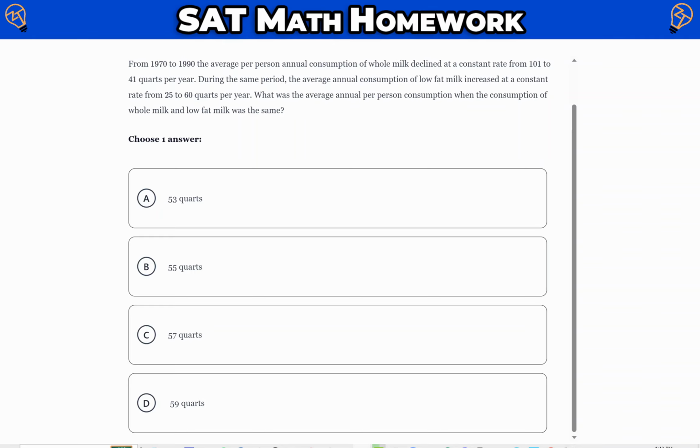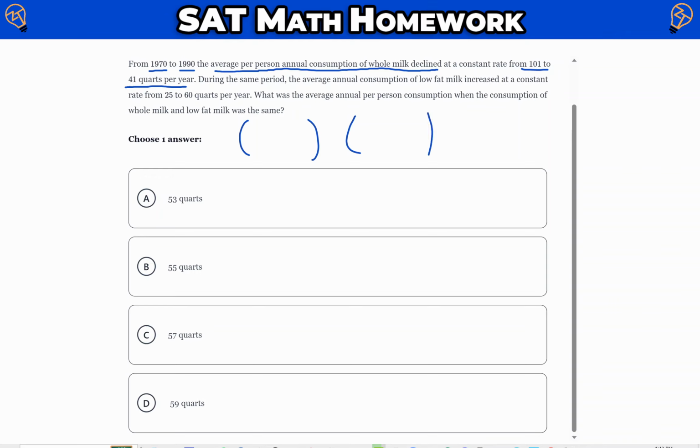This question has really good information for better understanding slope-intercept form. So we're talking about from 1970 to 1990, the average per person annual consumption declined at a constant rate, and it went from 101 to 41 quarts per year. Now, whenever you see information like this, you could think of it as 4 pieces of information, we want to turn those into ordered pairs.